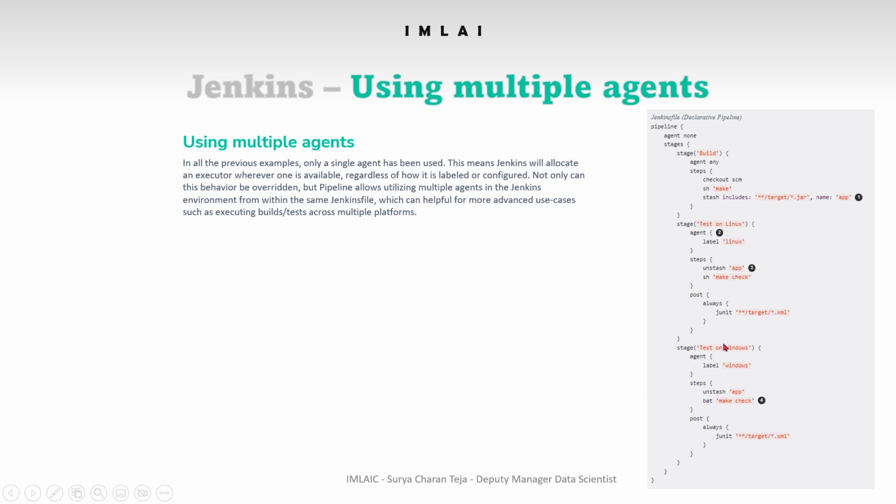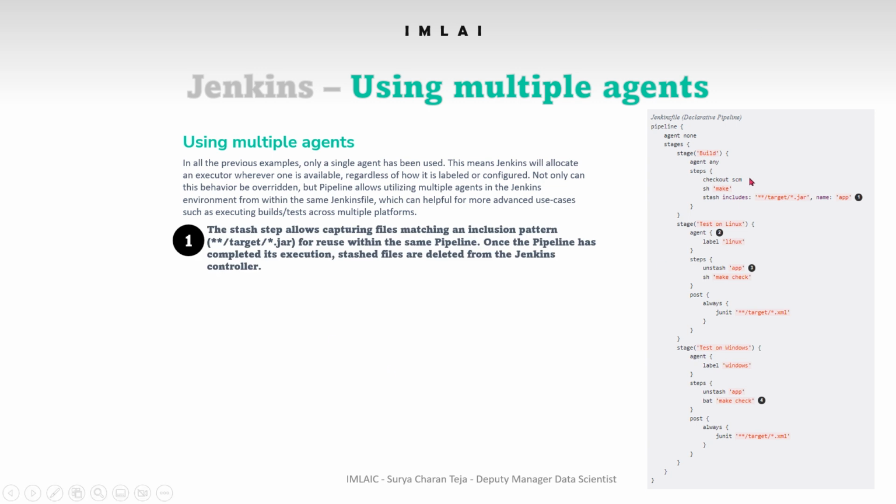Then after that we have a final stage, that is test on Windows. For that again we will take the artifact from the previous stage, that is the build stage, into the Windows agent, and then here it's going to test it and save the reports in an .xml file. So that's how you can use the same artifact and run the tests in different types of agents. One is a Linux OS, the other one is a Windows agent.